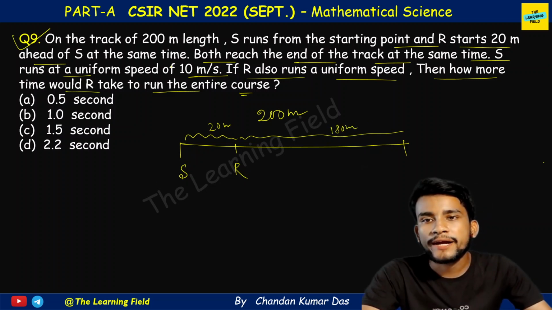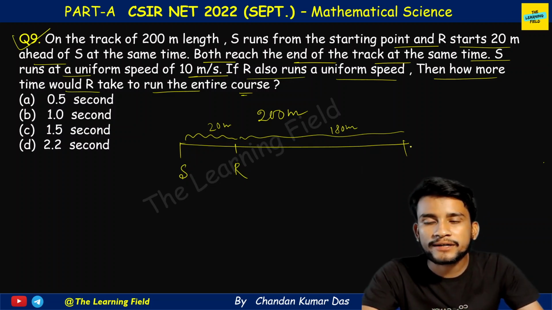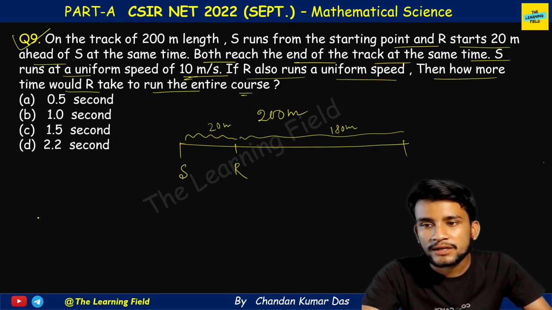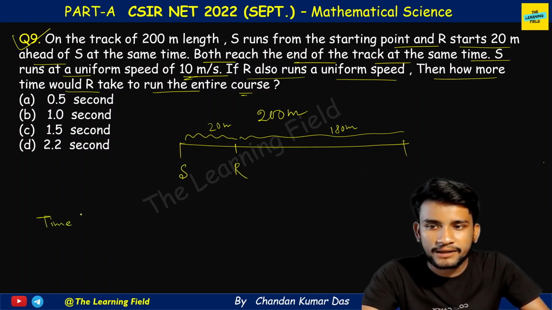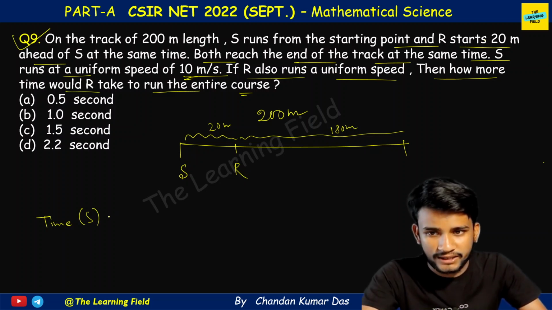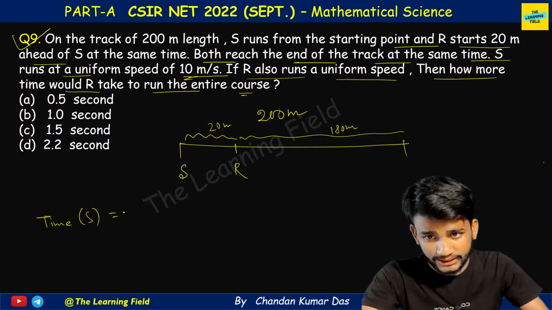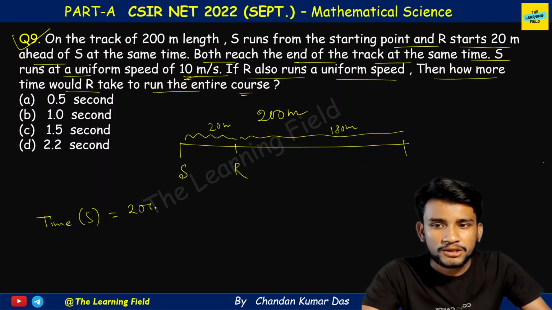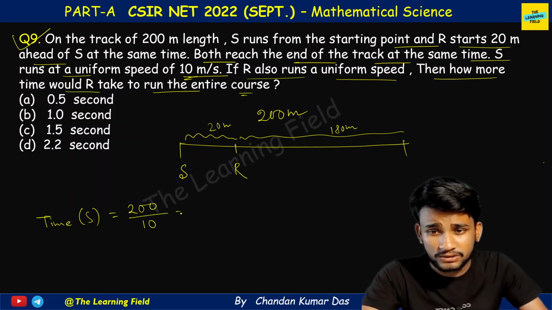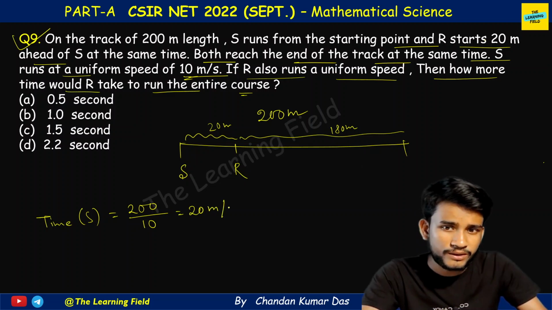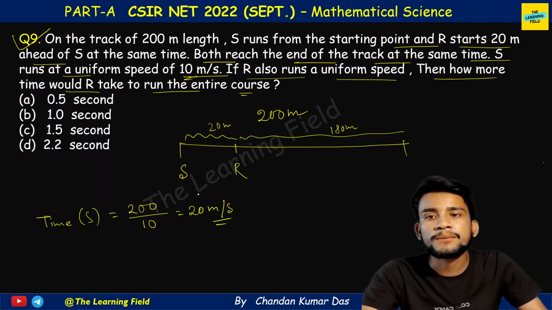Okay, so S covers the 200 meter length and the speed of S is 10 meter per second. Therefore, the time taken by S is equal to total distance by total uniform speed. So this is equal to 20 seconds.